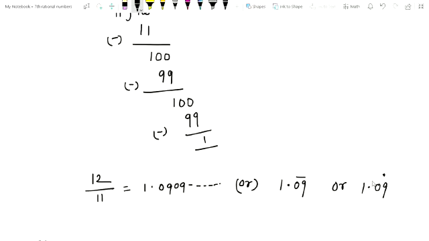Okay, so the bar or dot is represented, that number should be repeated. Okay, so here the bar is under that 09. Okay, so 09 is repeated indefinitely. You understand, children? So this is a recurring decimal. What type of decimal is this? Recurring decimals. Okay, children? See the next one.